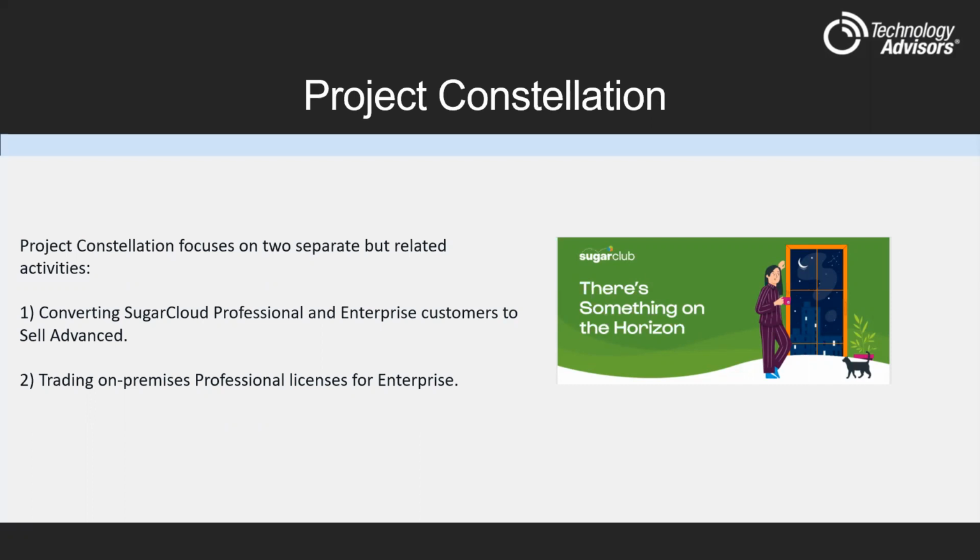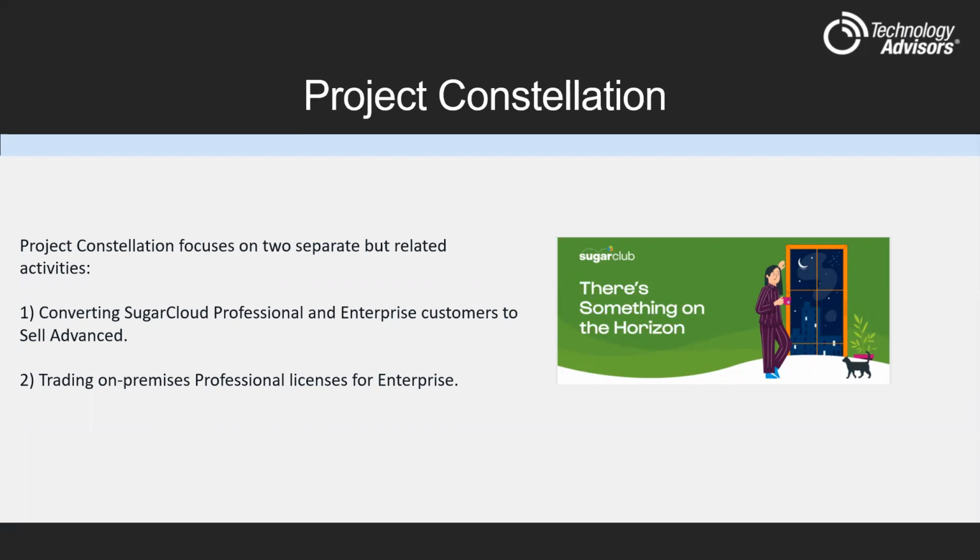So what does this mean? Sugar, it's a two-part process. For Sugar Cloud customers, whether you're on Professional or Enterprise, you're going to be converted to Sell Advanced. And if you are an on-premise customer who's on Professional, you will be offered the option to trade up your Professional license for Enterprise.